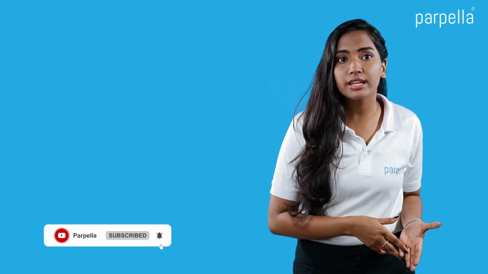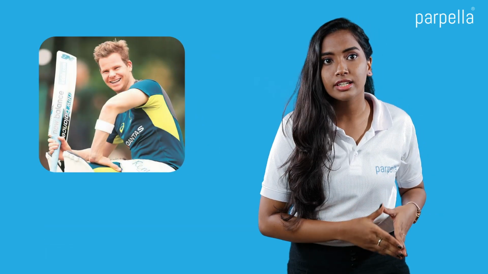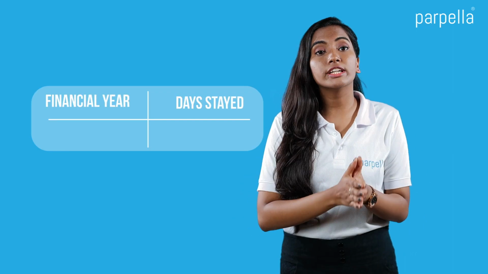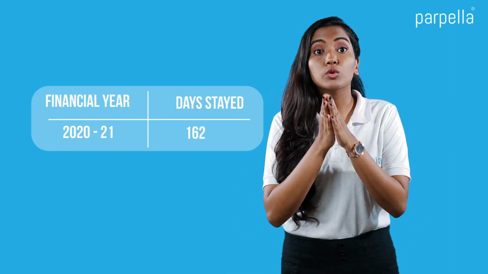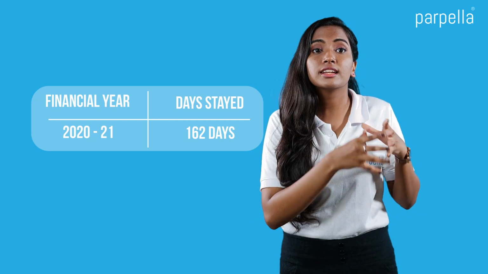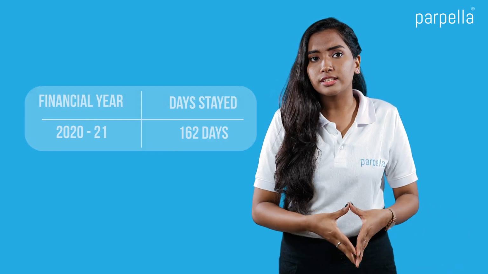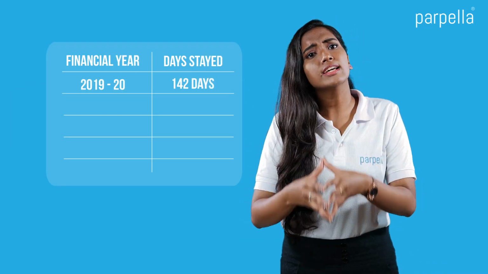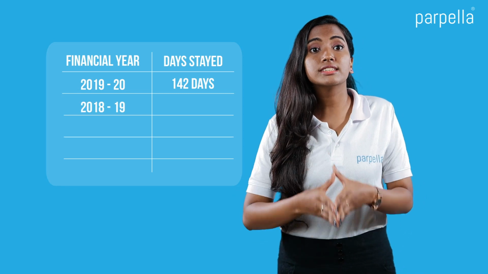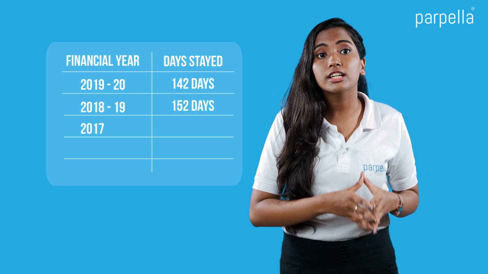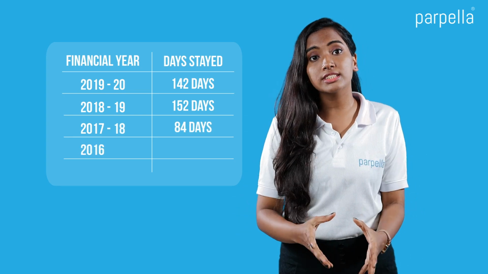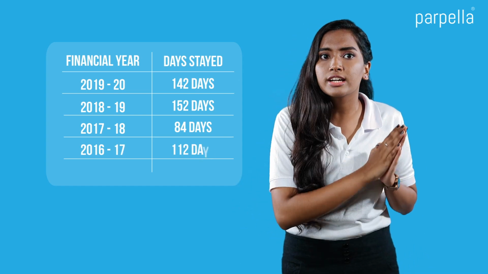Consider the Australian cricket player Steve Smith came to India for playing cricket. He will be considered as a resident if he satisfies any of the above conditions. For example, let us assume that in the financial year 2020 to 2021, he stayed in India for 162 days, and the days stayed in the last 4 financial years preceding the current year are as follows. In the financial year 2019 to 2020, he stayed for 142 days. In the financial year 2018 to 2019, he stayed for 152 days, and in the financial year 2017 to 2018, he stayed for 84 days. And finally, in the financial year 2016 to 2017, he stayed for 112 days.